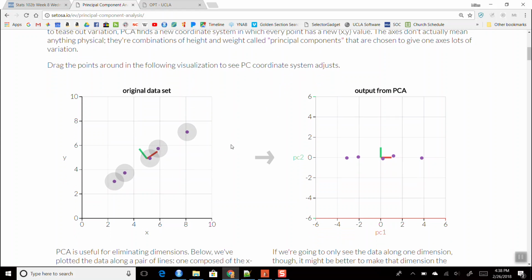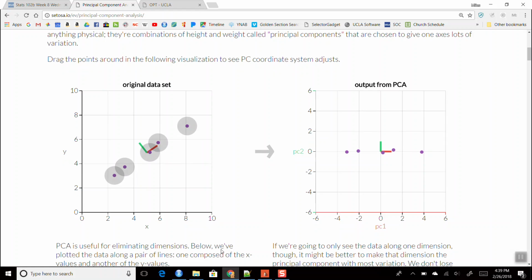And so this is the original data, and it finds kind of this axis that would say this is the best way to reduce our dimensionality, okay? And so the first principal component is the direction that captures the most amount of variation, okay?